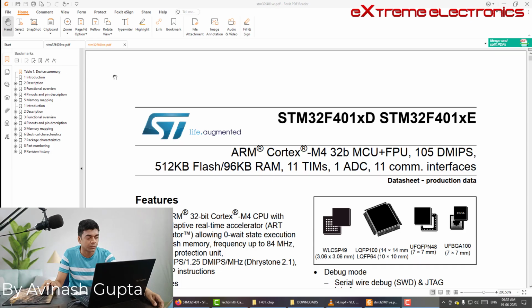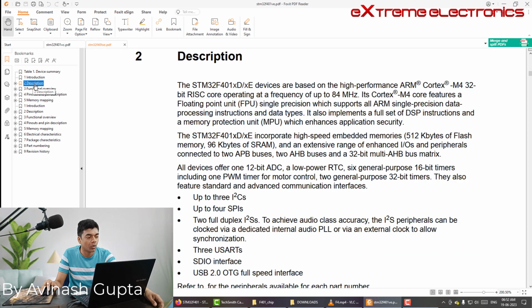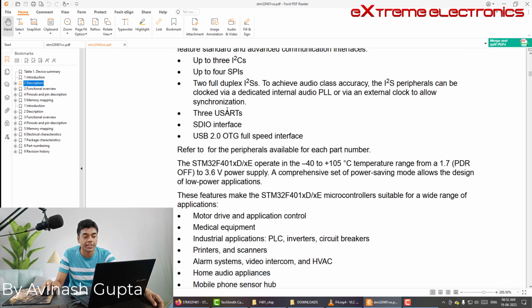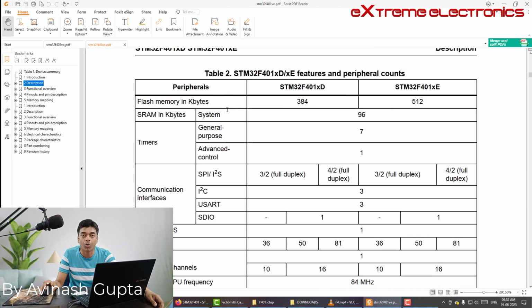So the first parameter you should look for is the speed of this microcontroller. For that, just open your datasheet and go to the description section, and scroll down a bit. Here you will find the details of the chip.